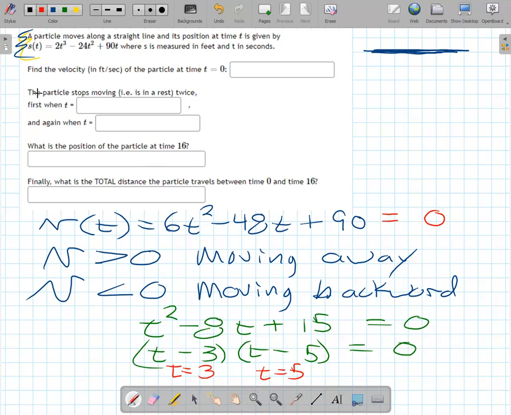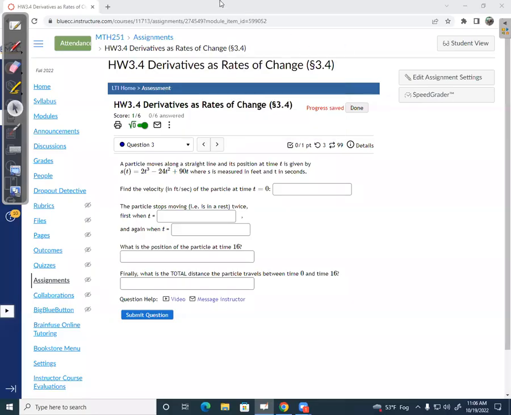So here it says the particle stops moving. It's an instant, it's not really a stop, it's more like an instantaneous changing of direction. It's neither moving away nor moving back. And so those are the numbers we want right there, 3 and 5. And let's check out the graph of this thing to confirm that.